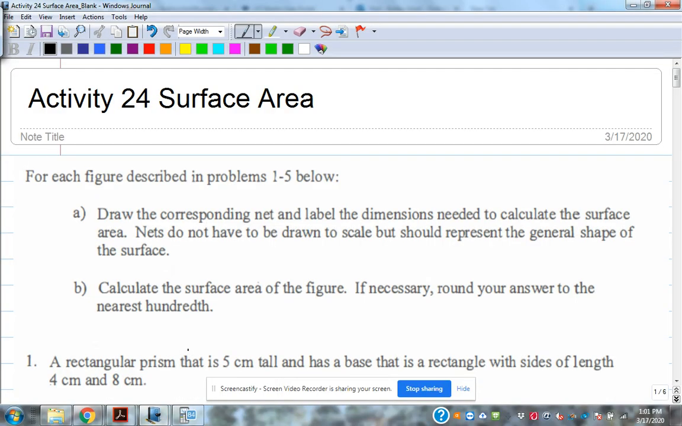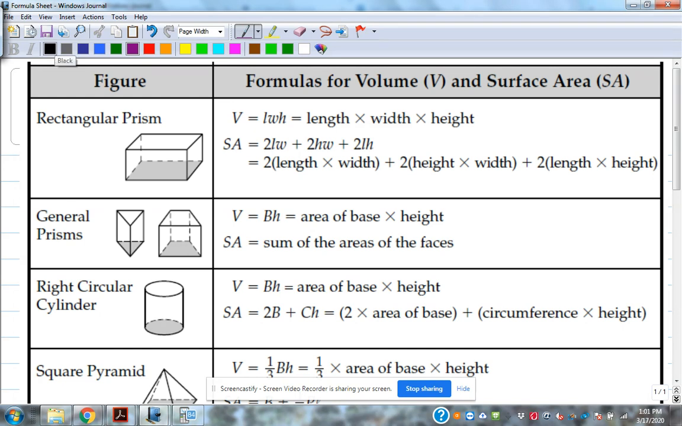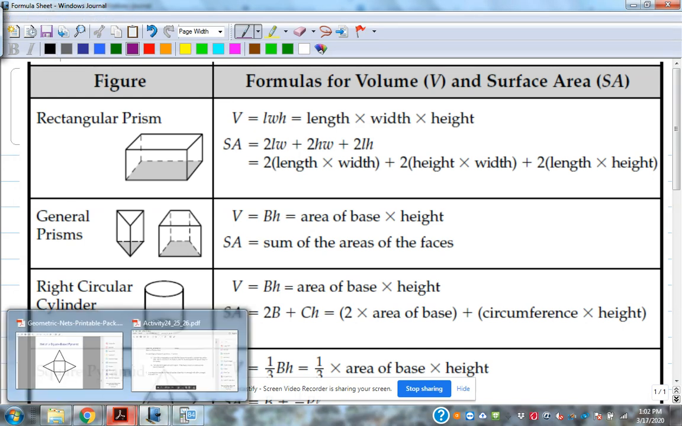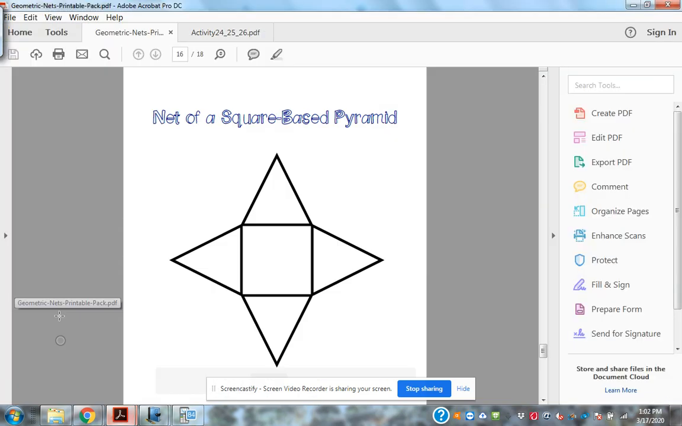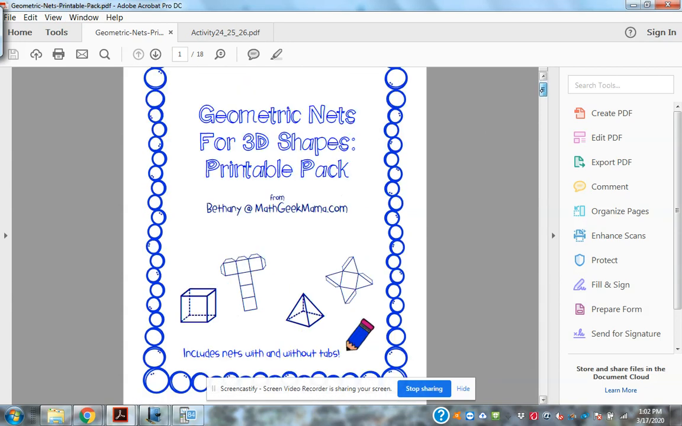All right, guys, we're going to do activity 24, talk about surface area. So things that you'll need with you as we're going through this are the activity sheets, obviously. And then you've got the reference sheet that I've sent you. The section that we'll be focusing on is the formulas for volume and surface area. And then also you might want to have the printable pack for the nets for different shapes. So printable pack that I attached there for that.